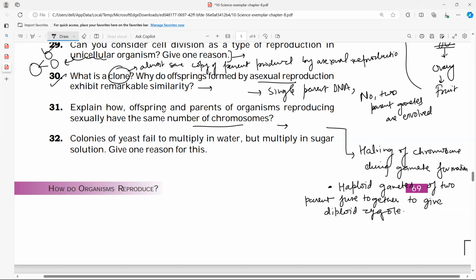Okay, these are very important questions. Don't take these questions as a normal question. These are the NCERT examiner questions, and these must be practiced so many times.